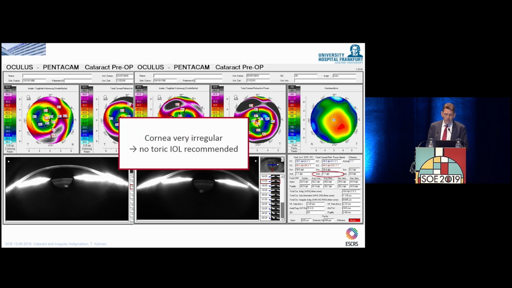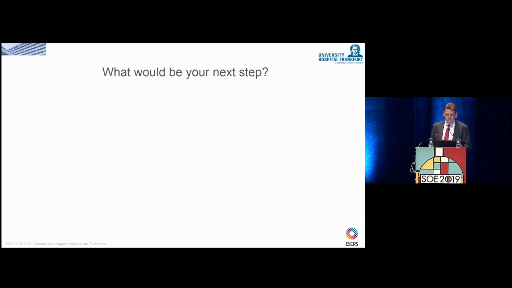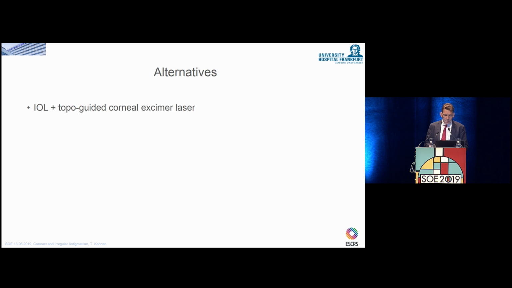Cornea with very irregularity, no toric intraocular lens is usually recommended. Which IOL, or what would be the next step? Which IOL would you choose then? Monofocal, multifocal, of course not, and EDOF lenses is also a question. But basically, I would also like to highlight the alternatives for the irregular cornea. So you can go with IOL and topography-guided corneal excimer surgery.